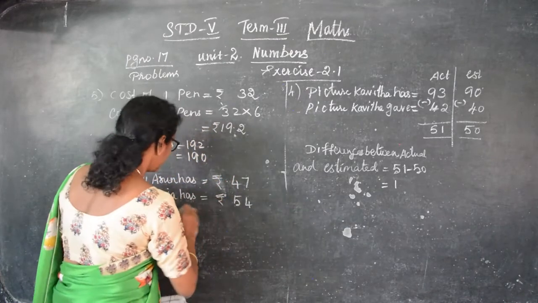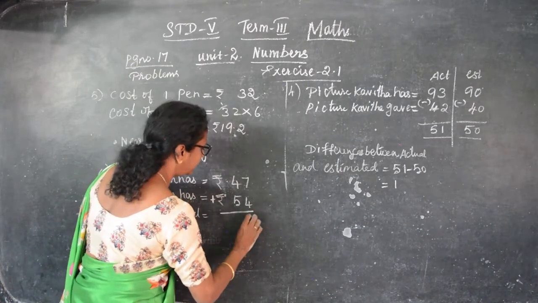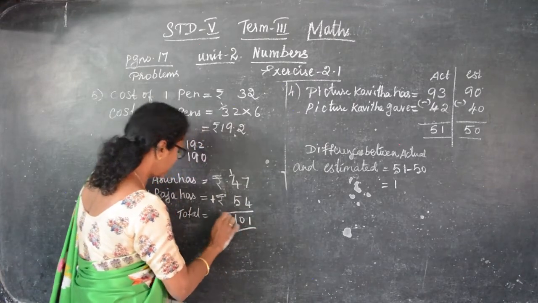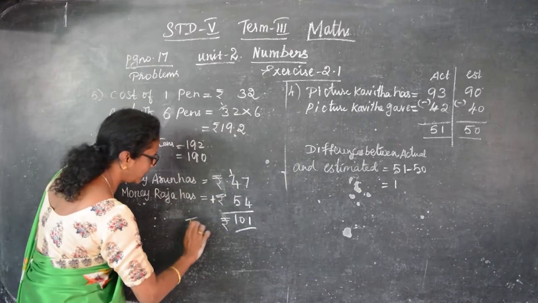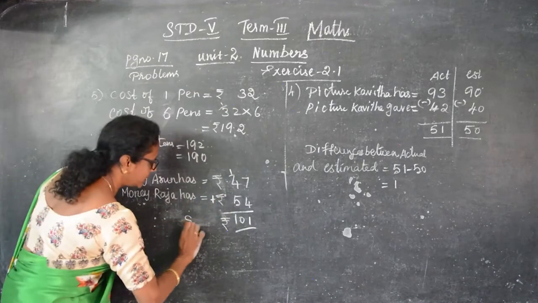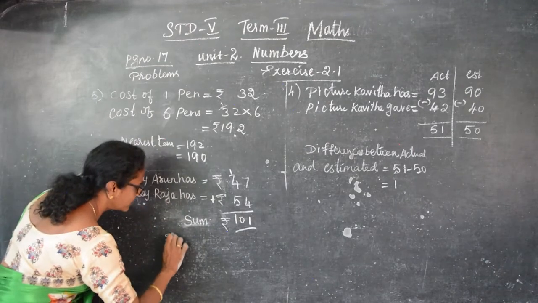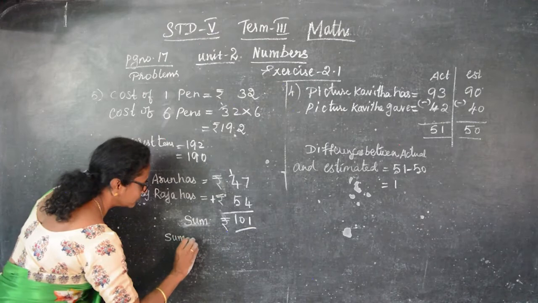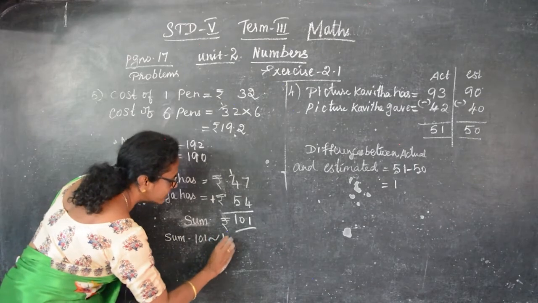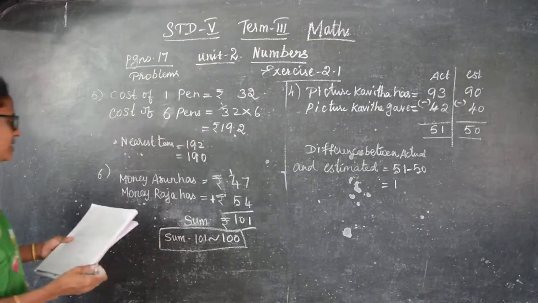So sum, find the sum. So total is equal to, put the add sign, you will get 7 plus 4, 11, 5 plus 4, 9 plus 1, 10. So that is equal to rupees 101, the total amount we got. This is the sum. Okay. They have asked to change it to the nearest 100, isn't it? So sum is 101, that is equal to 100. This is the answer. Find the sum to the nearest 100.